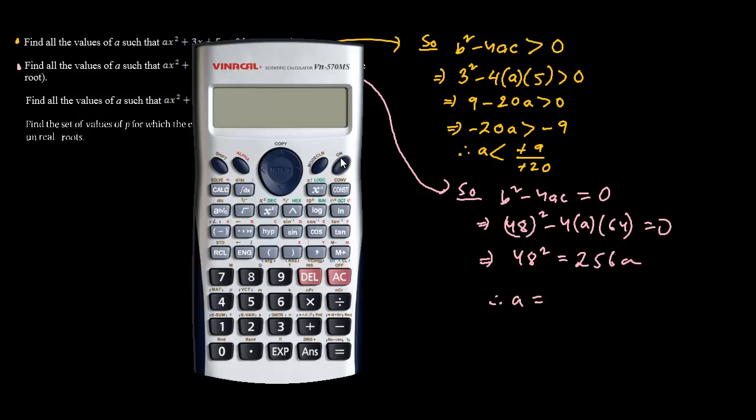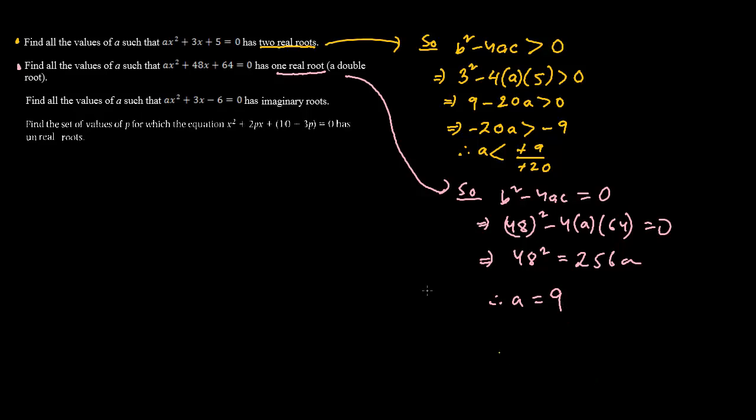Let me calculate this. 48 squared divided by 256, and it is 9. So a equals to 9. Let's move on to the next one. Find all the values of a, meaning the set of values of a, such that this equation has imaginary roots. So imaginary roots means b squared minus 4ac is going to be negative, so less than 0. So we can write b squared. So this needs to be rearranged. This is 3. Yes, it doesn't need to be rearranged.